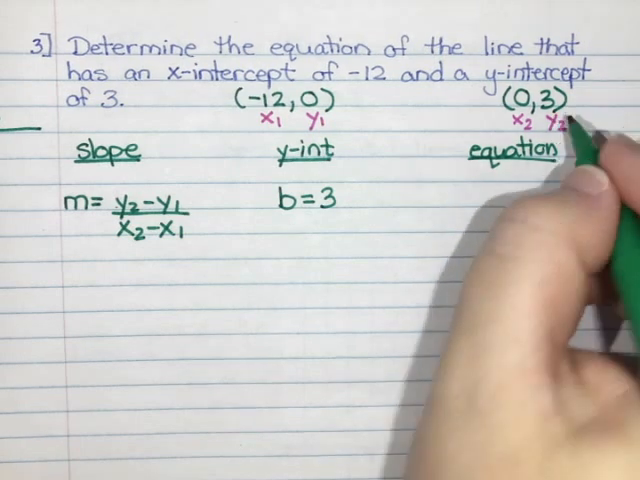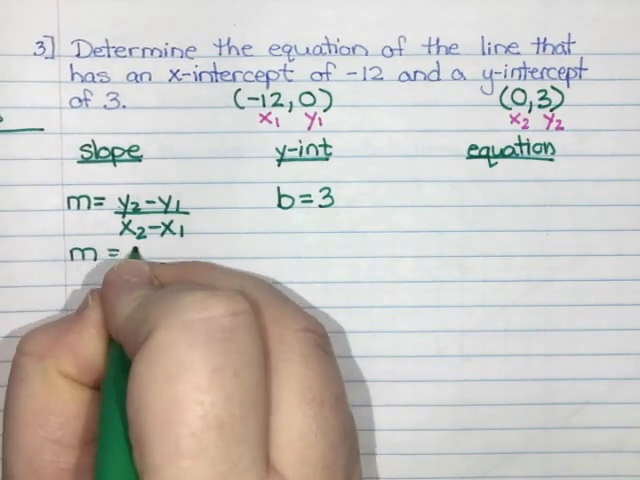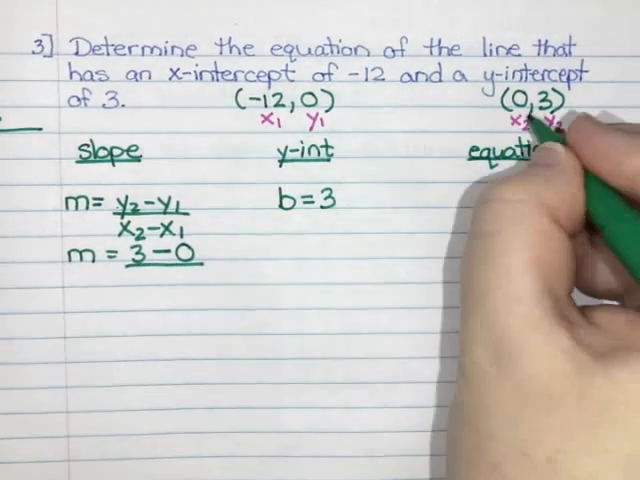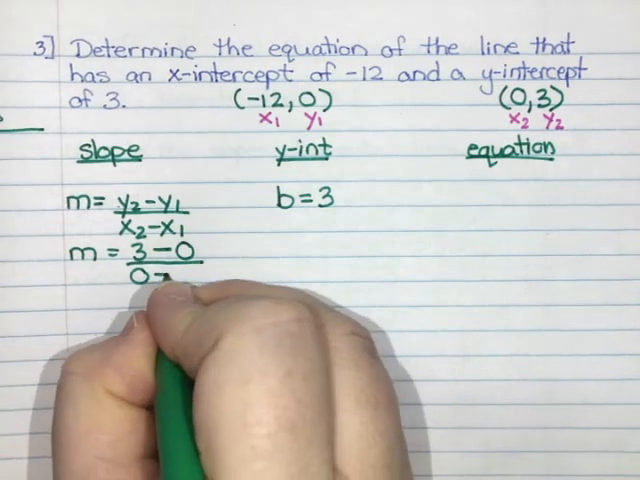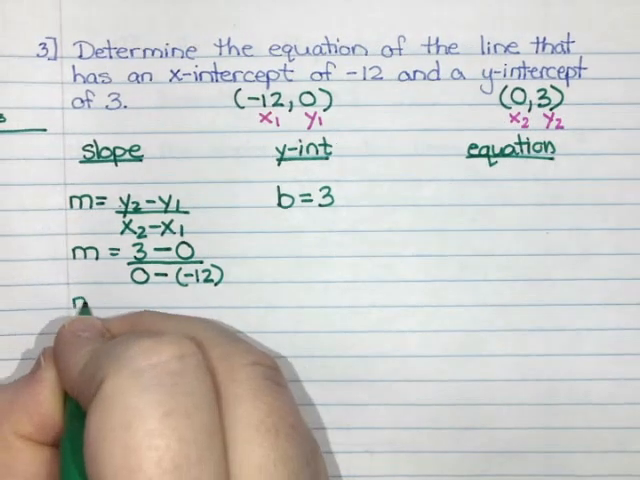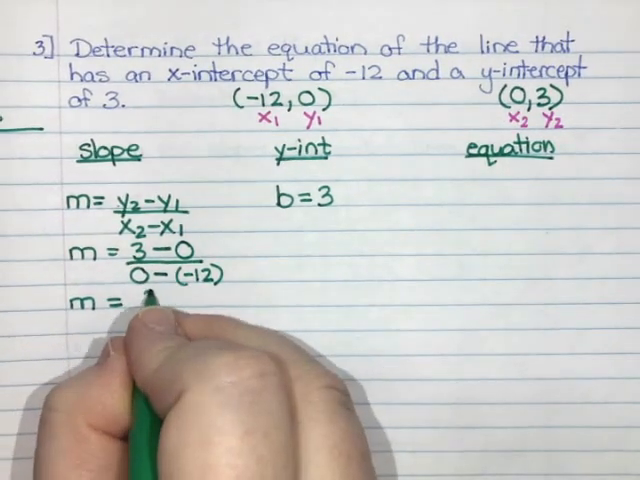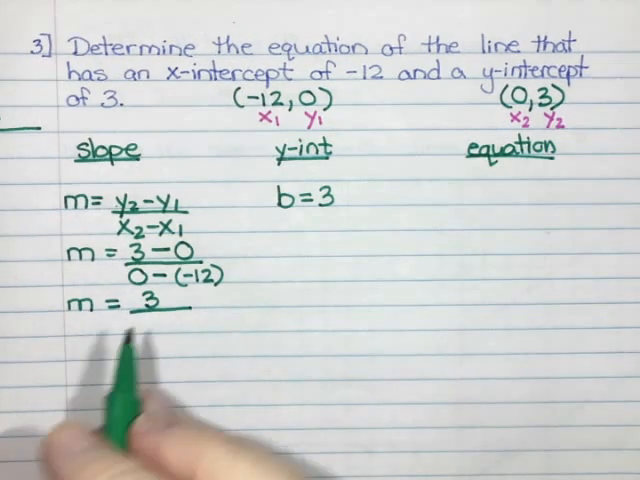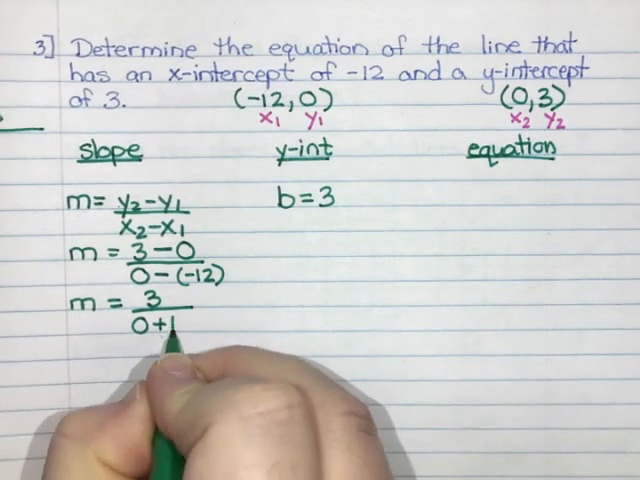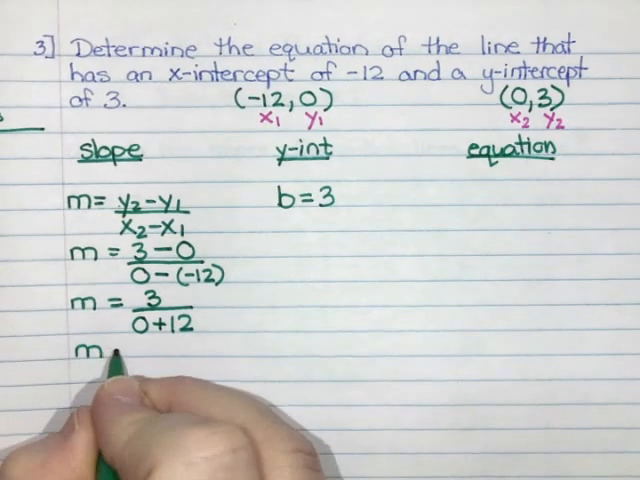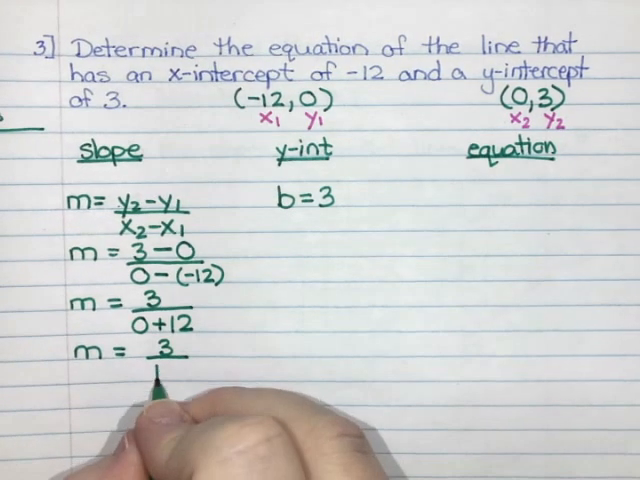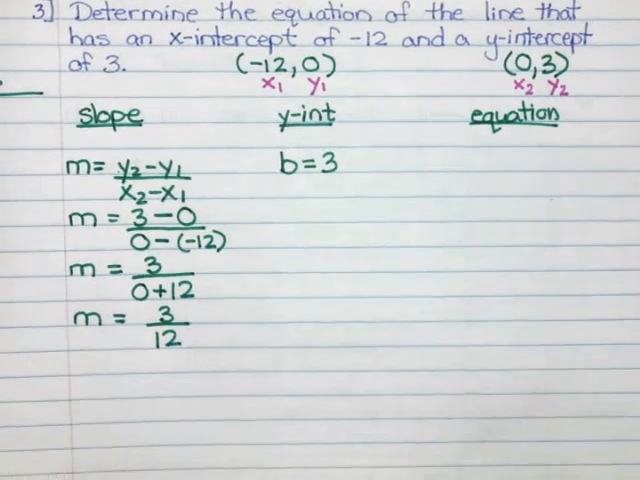So y2 for me is 3. Take away y1, which is 0. x2 is 0. Take away x1, ooh, -12. Well, 3 take away 0 is just 3. Minus minus turns into a plus, so I end up with 0 plus 12. If you have trouble with your integer rules, just use your calculator if you need to. 0 plus 12 is 12. So I get 3 divided by 12.